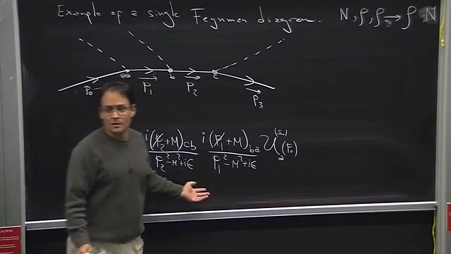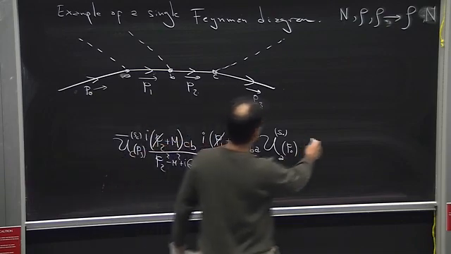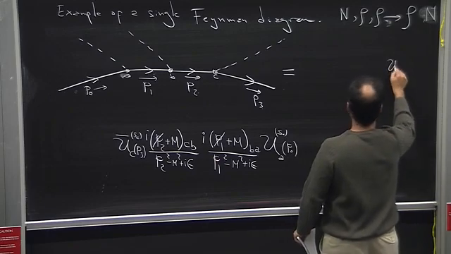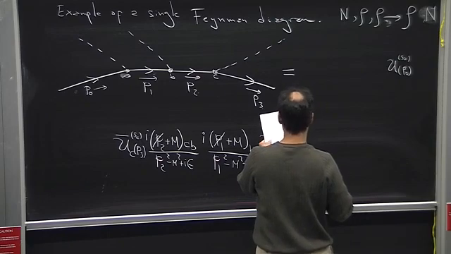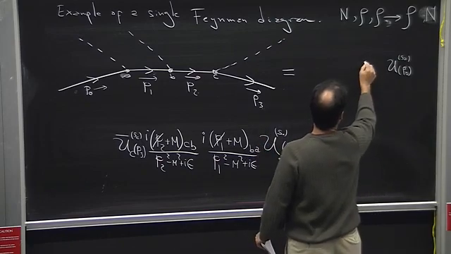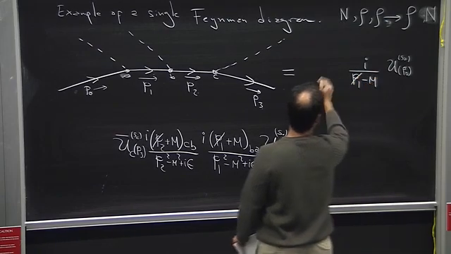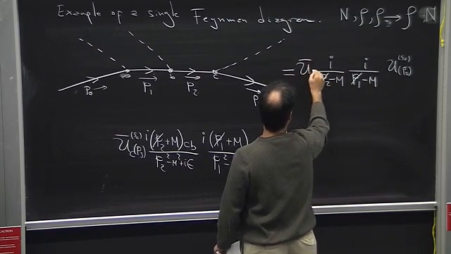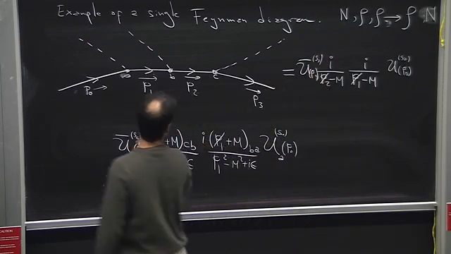This, of course, is correct, but it doesn't look cool. It's very important when you write things to write them in a nice, elegant way. So actually, we're going to write this in a much nicer way. We're going to write it as U P0 S0, and then we're going to write I over P1 slash minus M times I over P2 slash minus M U bar of P3. Sorry, S3.